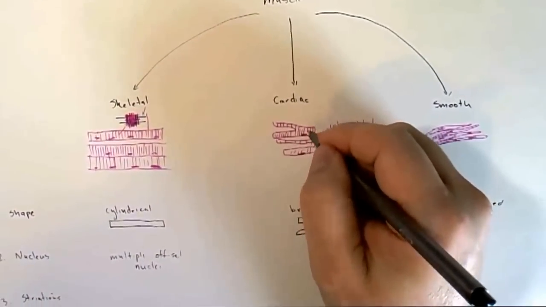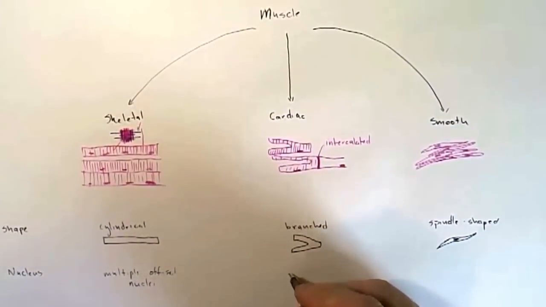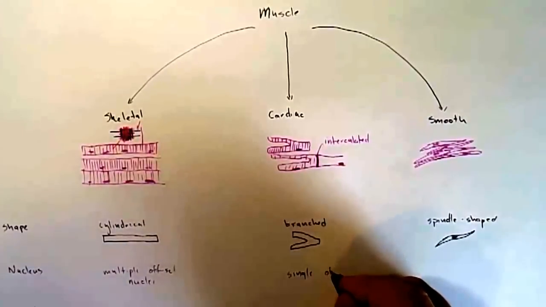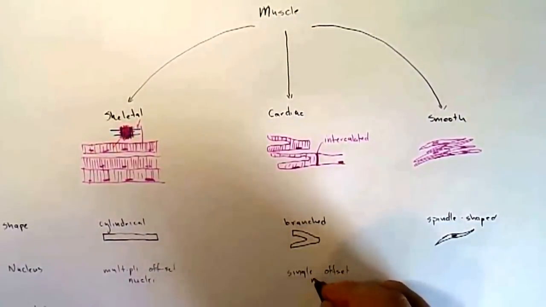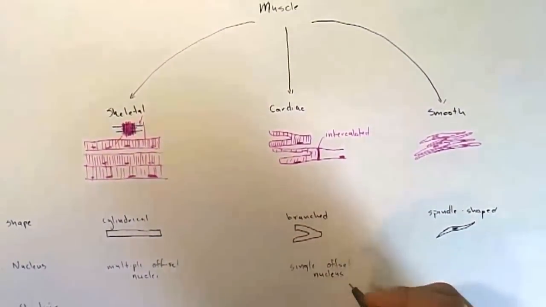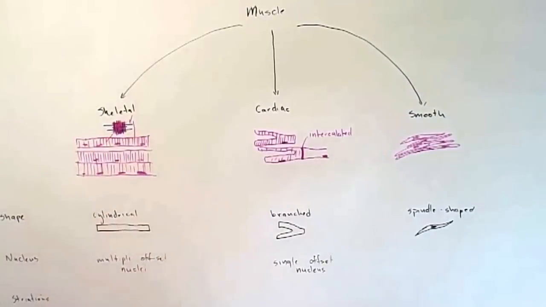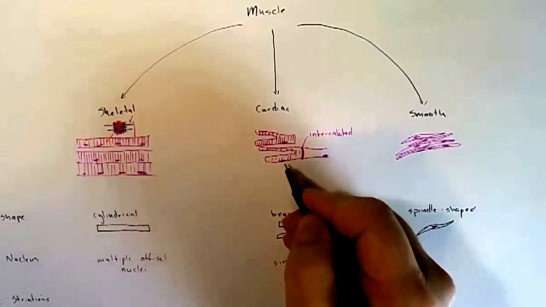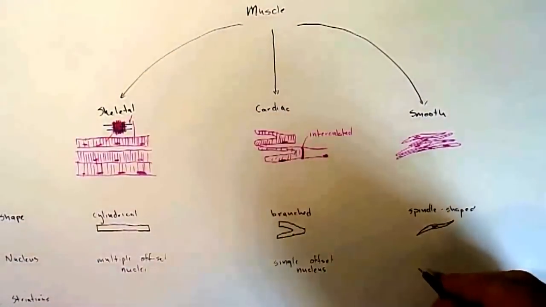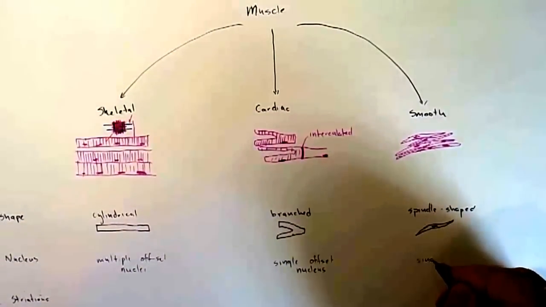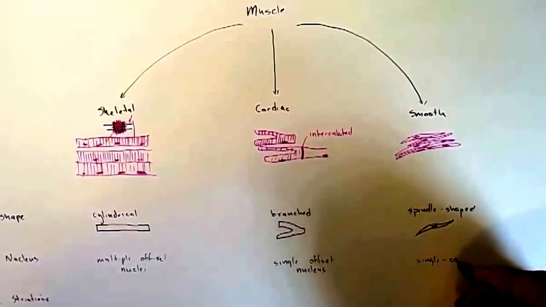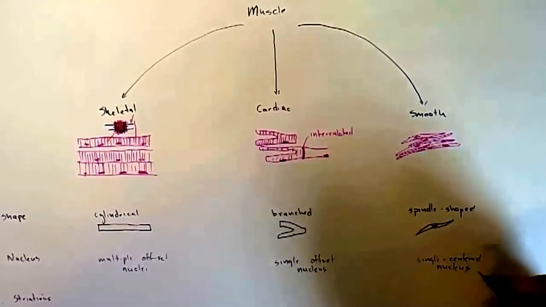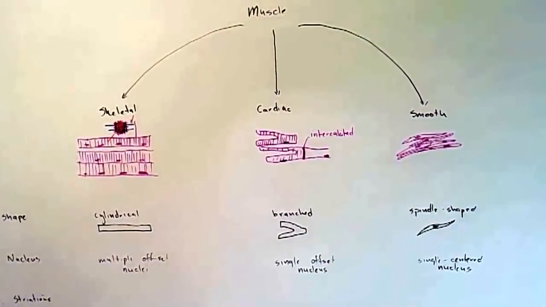Cardiac, honestly, I see it both ways, but I generally describe it as a single nucleus that's offset. Sometimes people describe it as more centered, but I tend to call the nucleus off to the side. And then in smooth, there's a single centered nucleus. So the nucleus is right in the middle.